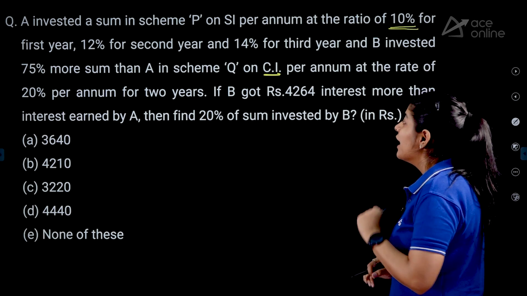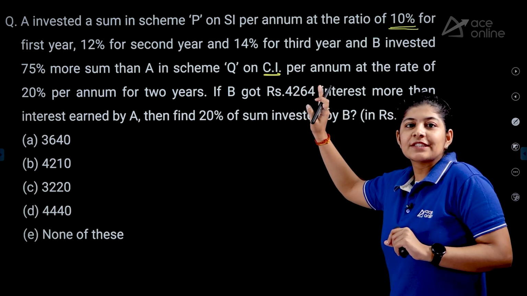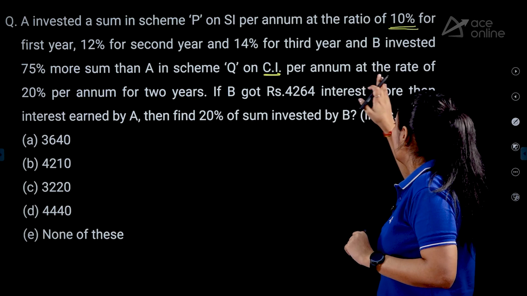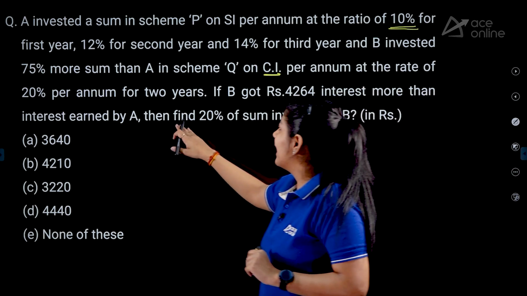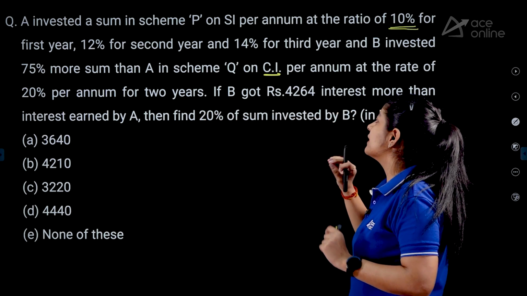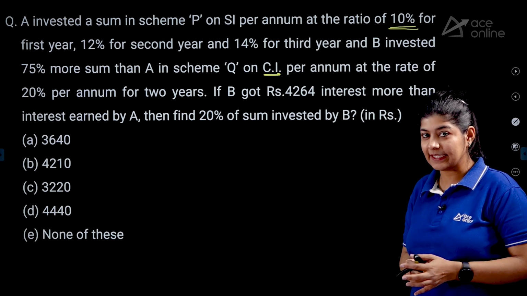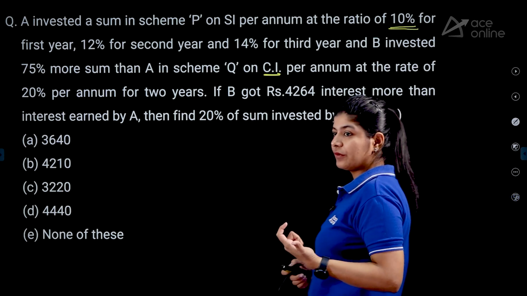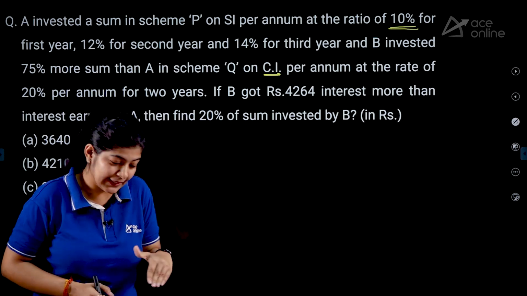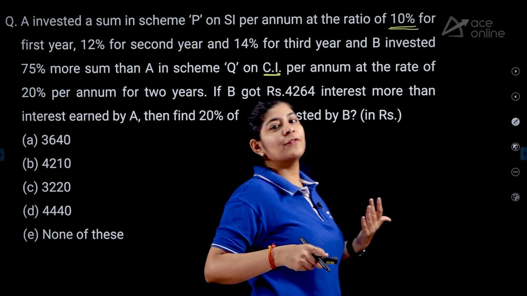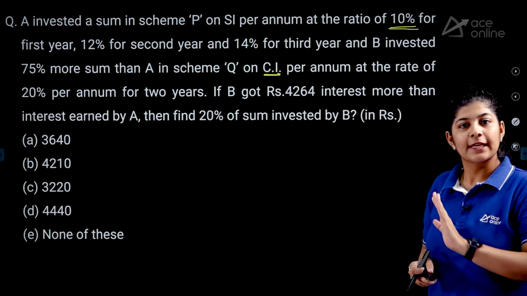Okay. If B got 4,264 rupees more interest than the interest earned by A, then find 20% of the sum invested by B in rupees. Basically, first what we have to calculate? First we have to calculate the amount invested by B, and after that we have to find out the 20% of that specific amount. Is it clear?